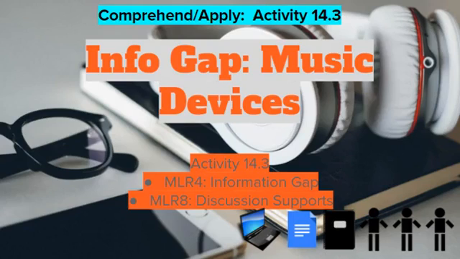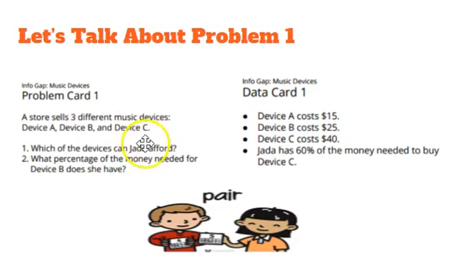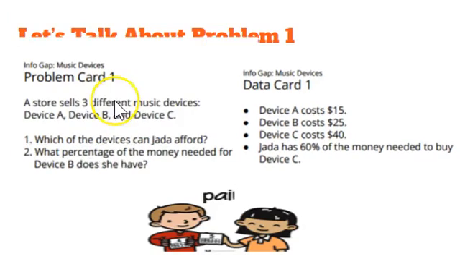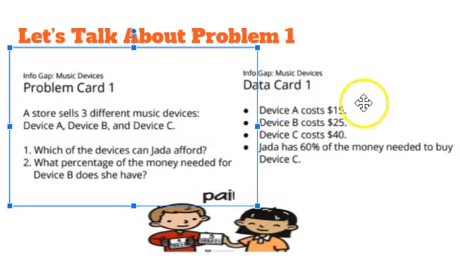All right, let's talk about some music devices. Okay, so a store sells 3 different types of devices. We've got device A, which is $15, device B, which is $25, and device C, which is $40. Jada has 60% of the money needed to buy device C. So, which of the devices can Jada afford? Hang on, let me make this bigger. There we go.